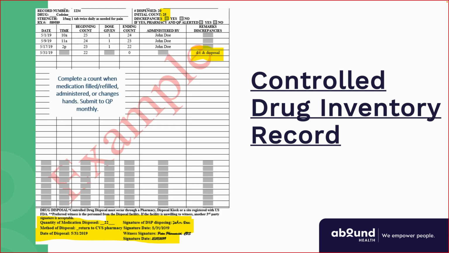If you'll notice down at the bottom in yellow on the right side, if you're disposing of a medication on a controlled drug inventory record, a witness is required. It's preferred that you get a witness from the disposal facility. If they're unwilling to witness, you can use a third-party witness. Just make sure it's somebody you trust.